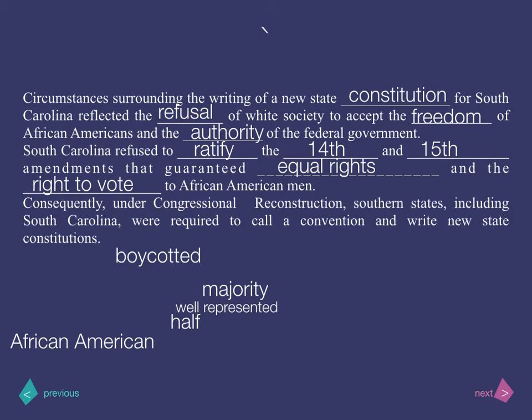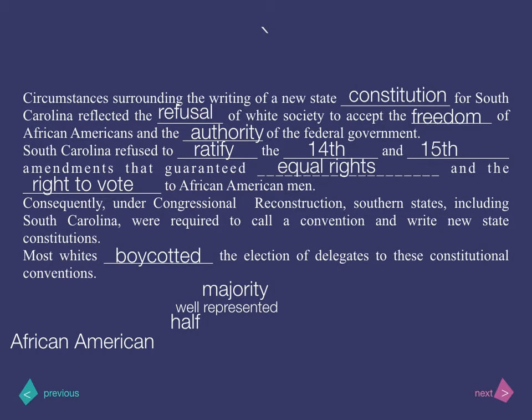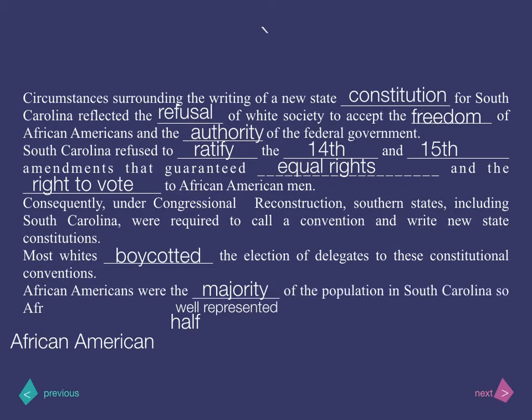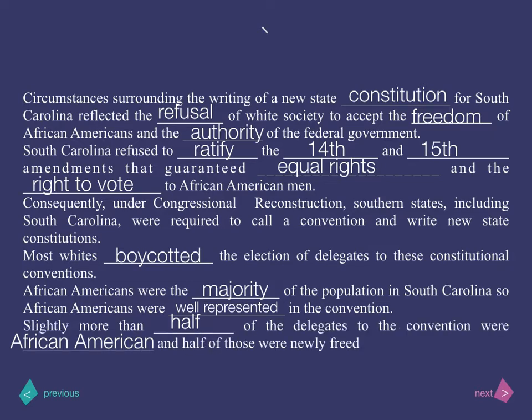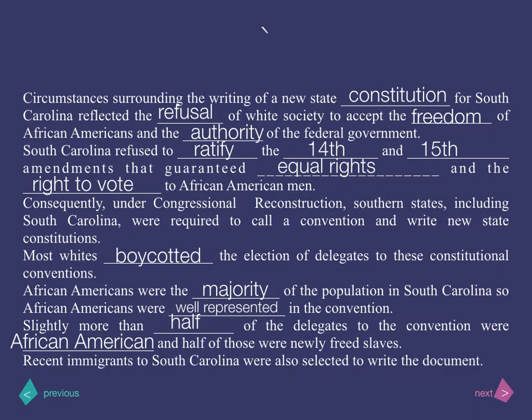Consequently, under congressional Reconstruction, Southern states, including South Carolina, were required to call a convention and write a new state constitution. Most whites boycotted the election of delegates to these constitutional conventions. African Americans were the majority of the population in South Carolina, so they were well represented in the convention. Slightly more than half of the delegates were African American, and half of those were newly freed slaves. Recent immigrants to South Carolina were also selected to write the document.